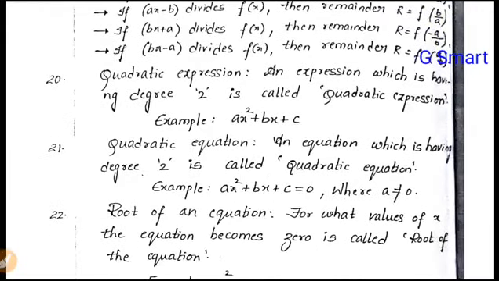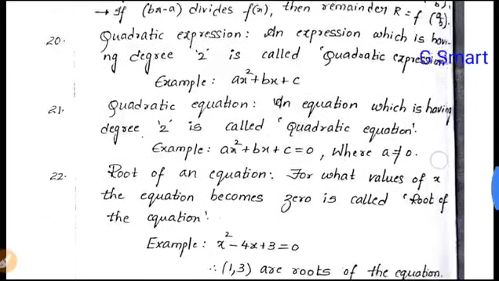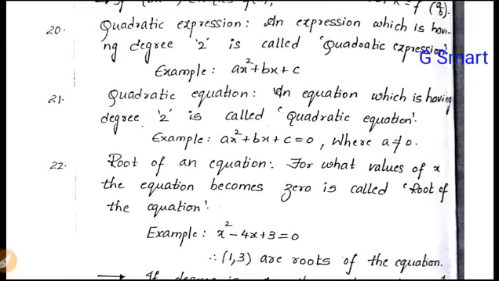Quadratic equation: an equation which is having degree 2 is called a quadratic equation. An expression having degree 2 is called a quadratic expression; an equation having degree 2 is called a quadratic equation. So ax square plus bx plus c is equal to 0, where a is not equal to 0, is called the standard quadratic equation.